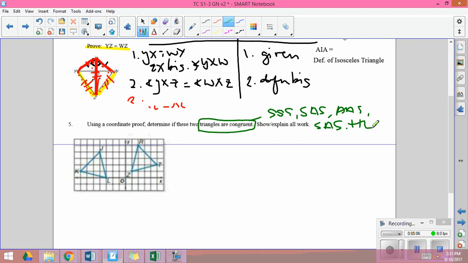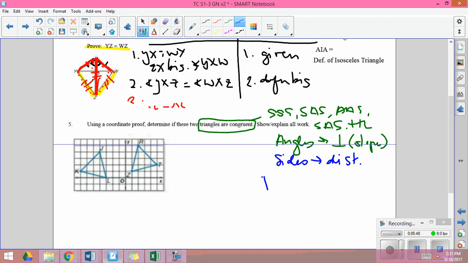The only way I can prove angles in a coordinate proof is by proving perpendicular, and I can do that with slope. If I can prove that they're perpendicular, I can say they're 90, and I can either use that for HL or I can use it for one of my angles. Otherwise, there is no way to prove anything about the angles. When I look at these pictures, it's highly unlikely that any of these lines are perpendicular. So then my only other choice is to prove sides with the distance formula.